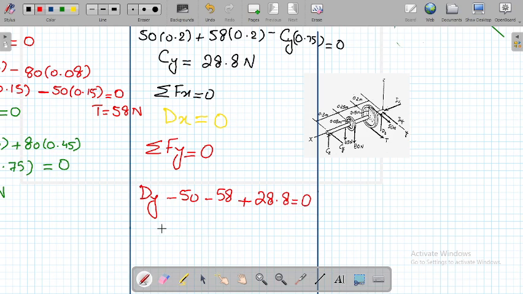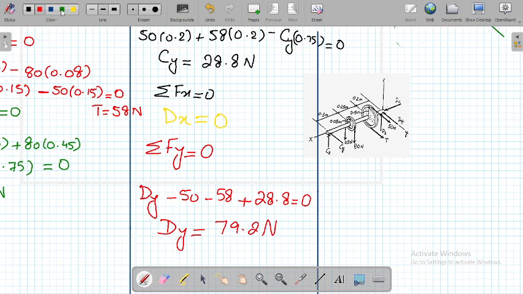So from here you can say that dy can easily be calculated. All numerical values are there except dy, so the equation is very simple. You will calculate this dy as 79.2 Newton. Once this is done, sigma Fx has been calculated, sigma Fy has been calculated.